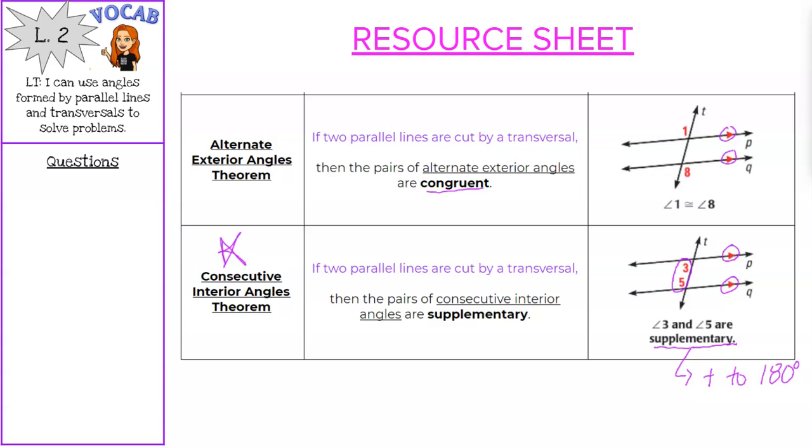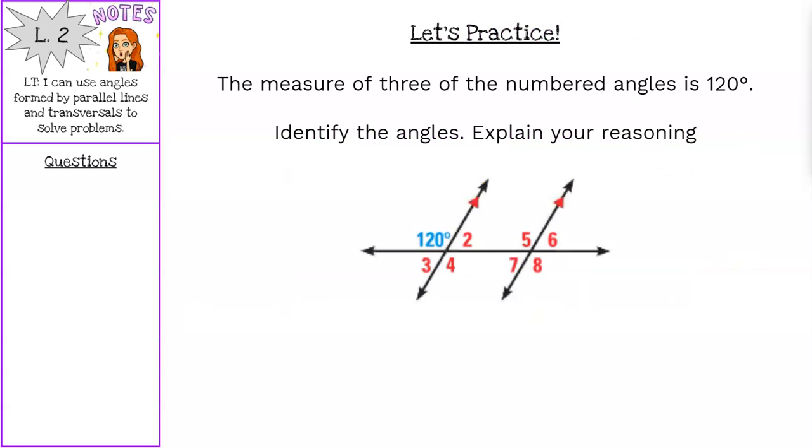All right. So those are our theorems, and if you did the Unit 3 intro activity, you might have discovered that already. But if not, we're going to talk about it. We're going to use these. So the measure of 3 of the numbered angles is 120. Identify the angles and explain your reasoning.